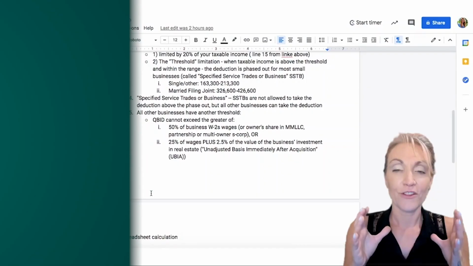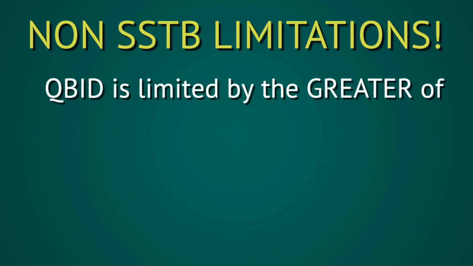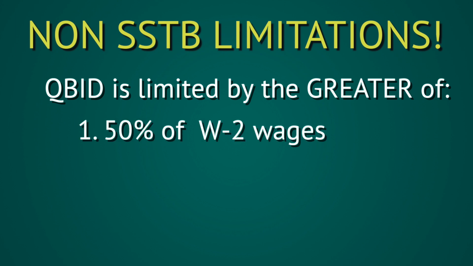So once you are not an SSTB and you're above the phase out, there are two other limitations that are going to come into play. The first is that QBID cannot exceed the greater of two things. One, 50% of the business wages, so that's W-2 wages paid to employees, or the owner's share of that coming through on the Schedule K-1.